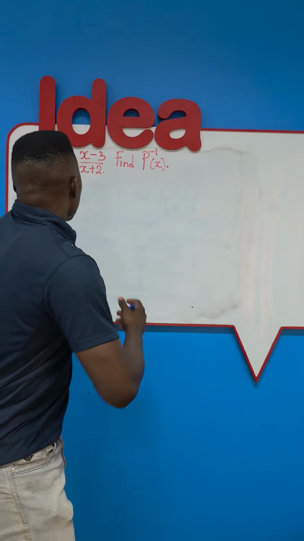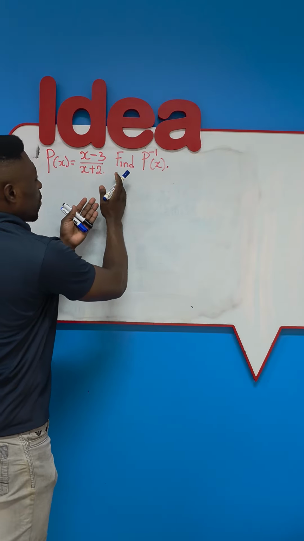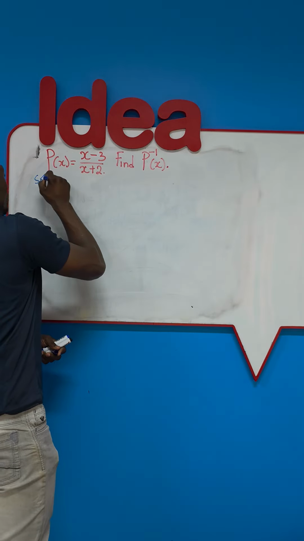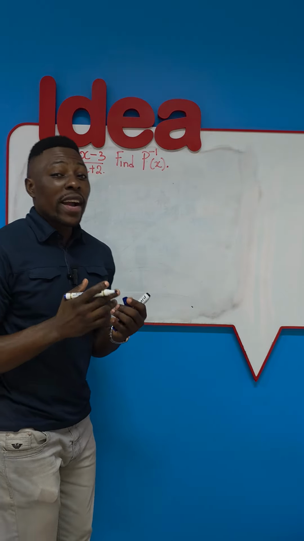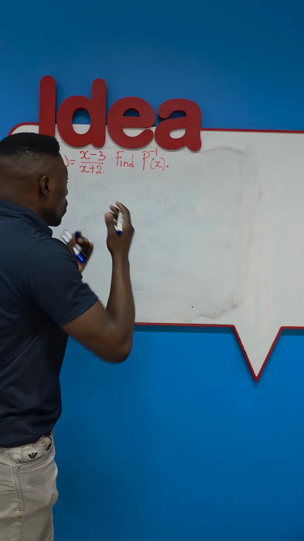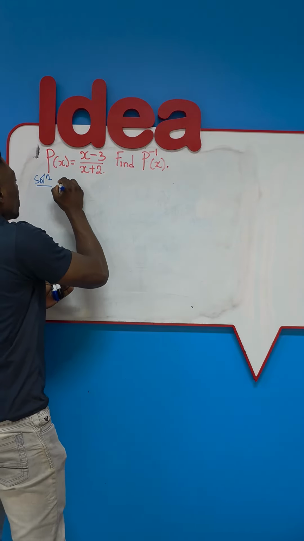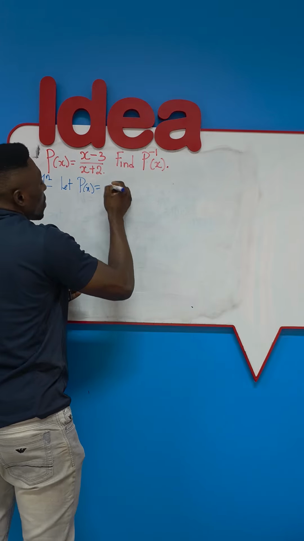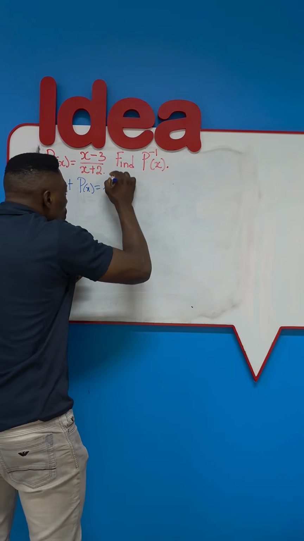Tomorrow will be better. P of x is this. Find P inverse of x. Solution. The first step, as usual, to find the inverse of a function is to introduce another variable to represent our function. So we will say let P of x be something else, say h.